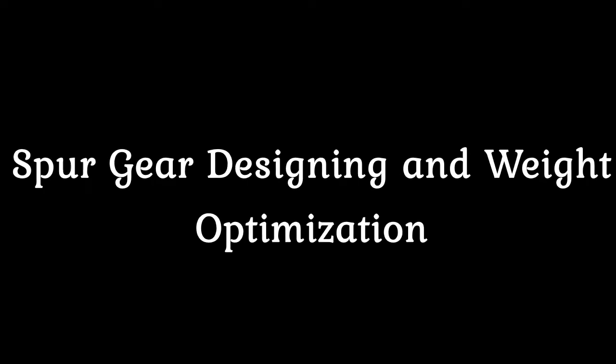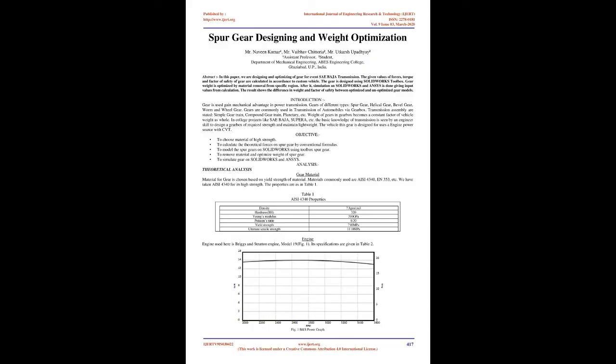Spur gear designing and weight optimization. Abstract: In this paper, we are designing and optimizing a gear for the SAE Baja transmission. The given values of forces, torque, and factor of safety of the gear are calculated in accordance with a custom vehicle. The gear is designed using SOLIDWORKS Toolbox.